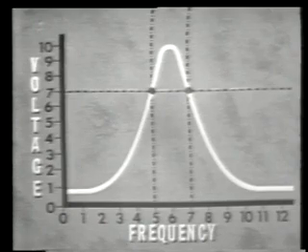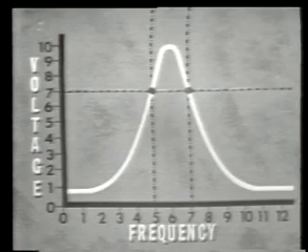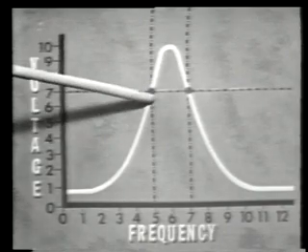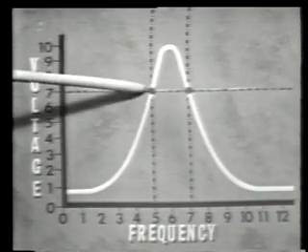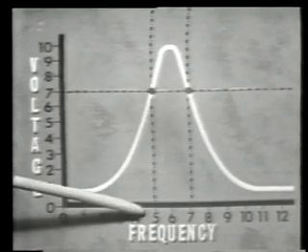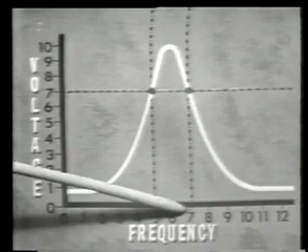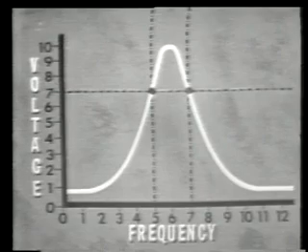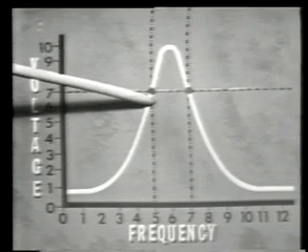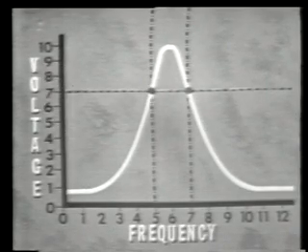This response curve shows all of them: band pass, bandwidth, cutoff frequencies, and the attenuation bands. The band pass, you'll recall, are those frequencies that fall within this area on the response curve, between the half power points. In this case, the band pass is from 5 to 7 kilohertz. The bandwidth then, or the width of this band of frequencies, is 2,000 hertz, or 2 kilohertz.